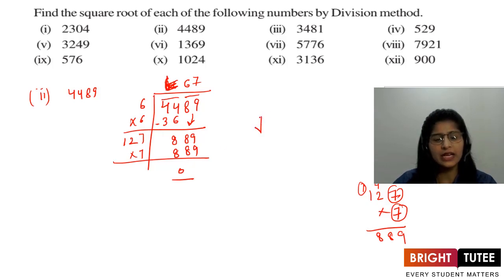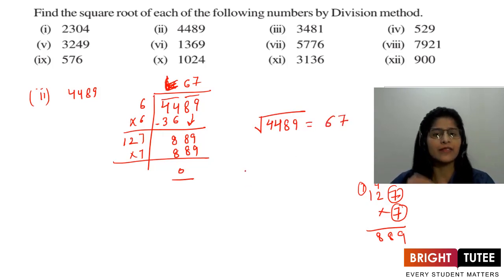So we say the square root of 4489 is equal to 67. Clear? In a similar way we are going to attempt all these parts. We have done 2. Let's try the third one.